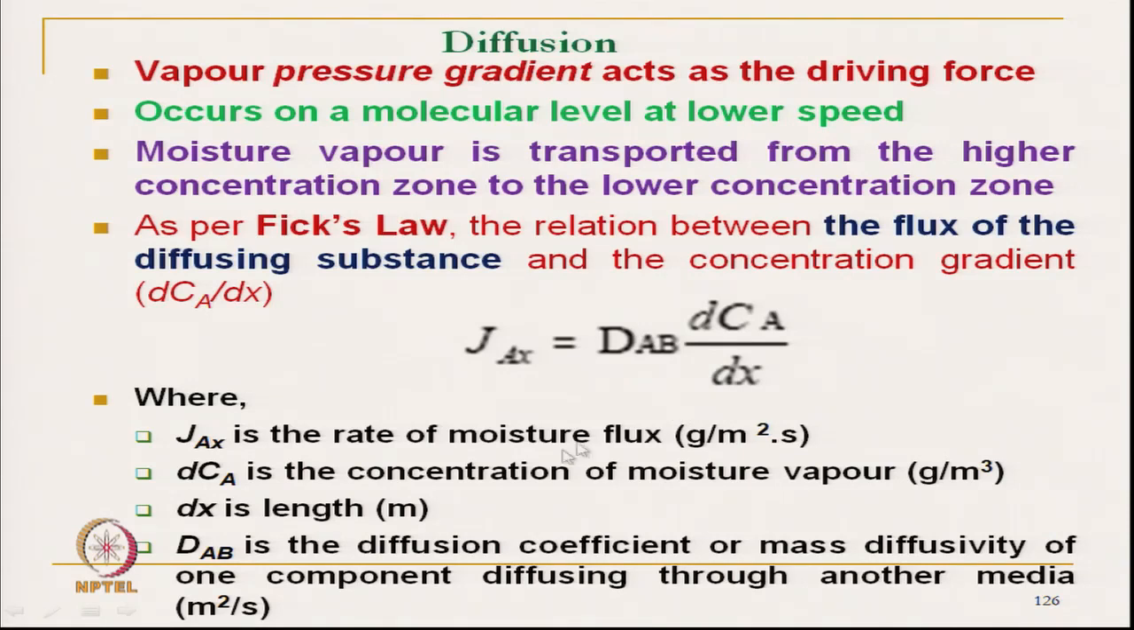It is proportional to the flux, and the diffusion coefficient or mass diffusivity is of one component diffusing through another medium. So, D_AB is the mass diffusivity. The rate of moisture transmission, in grams per square meter per second, is proportional to the concentration gradient dC_A by dx. This is the vapor concentration gradient.